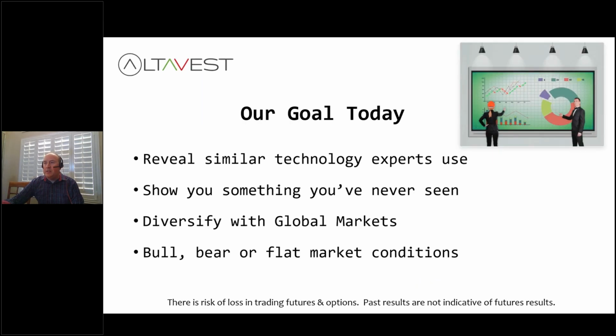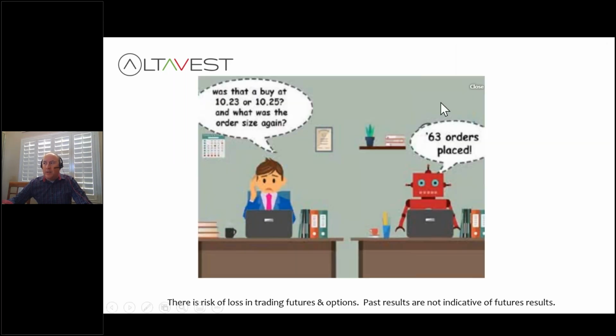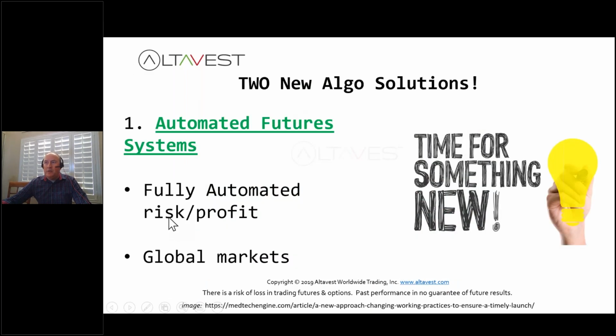All right, with that said, let's look at technology experts are using, something you've never seen, how to diversify among global markets, and how we can do this in bull, bear, and flat market conditions. So we want to end up like the robot here without all the struggles of this poor chap here. So automated futures systems, fully automated risk and profit controls in various market sectors. So that's the first thing we're going to dive into.